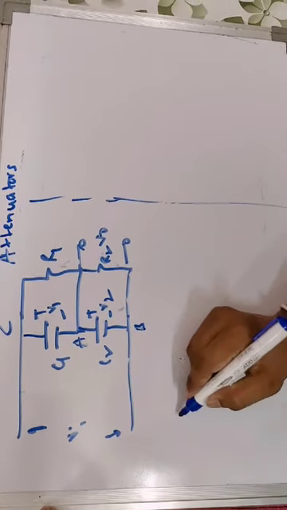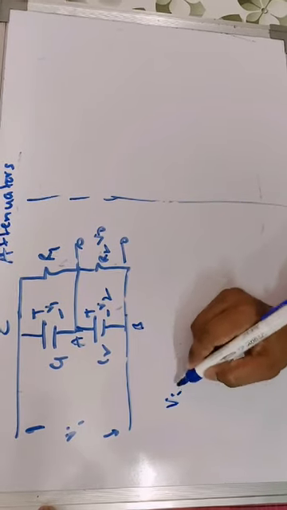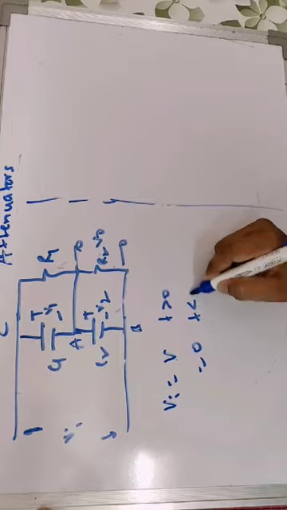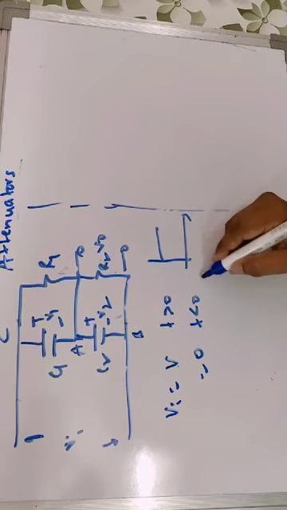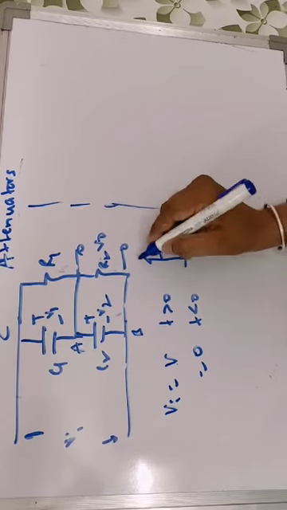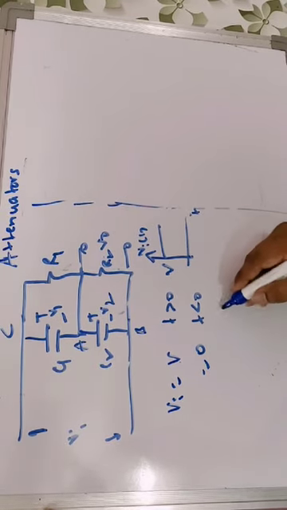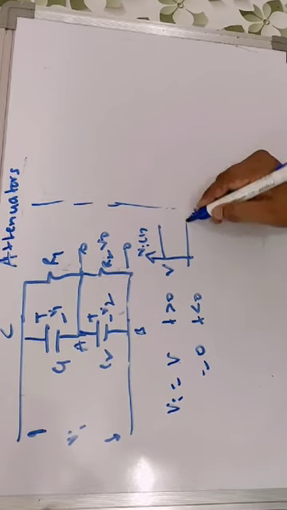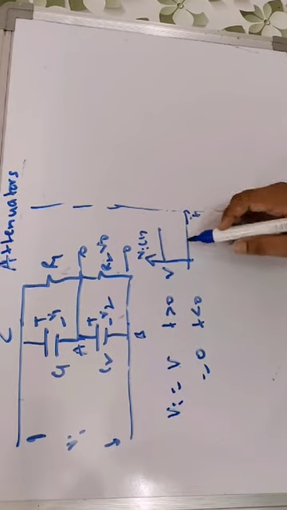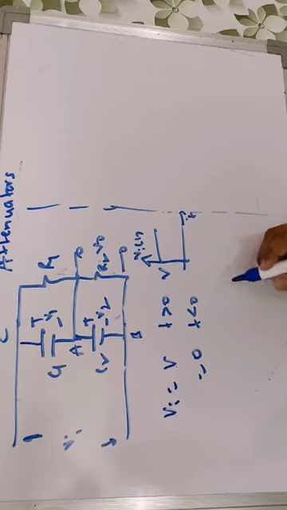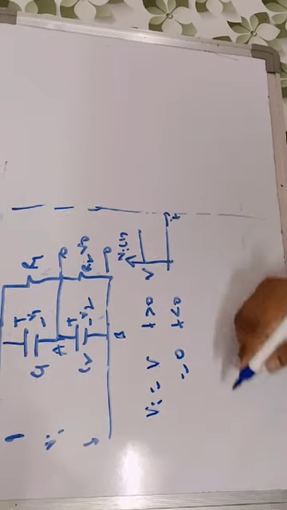Now let us consider the input applied is a step input. Vi is equal to V for t greater than 0, and it is equal to 0 for t less than 0. If you apply this particular input, how this will be acting as a compensated attenuator, we will discuss here. Okay, so let us move on to the discussion.